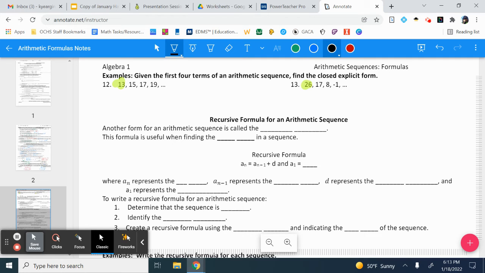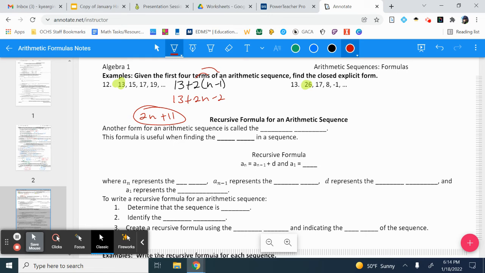So I have to ask myself, what did I do to 13 to get to 15, and 15 to get to 17, and 17 to 19? Hopefully you can see that we added 2 here. So if I'm setting up my equation, I have 13 plus 2 times n minus 1. To close it, we want to distribute. So 13 plus 2n minus 2, which gives me 2n plus 11.